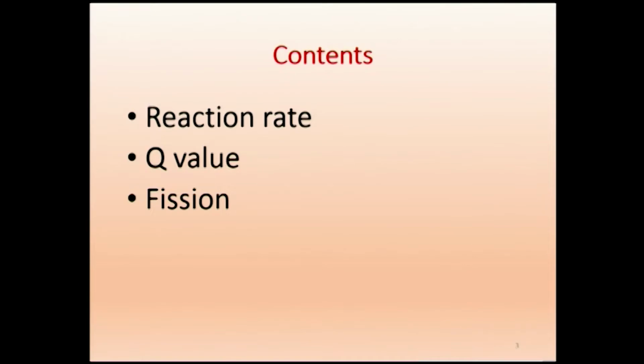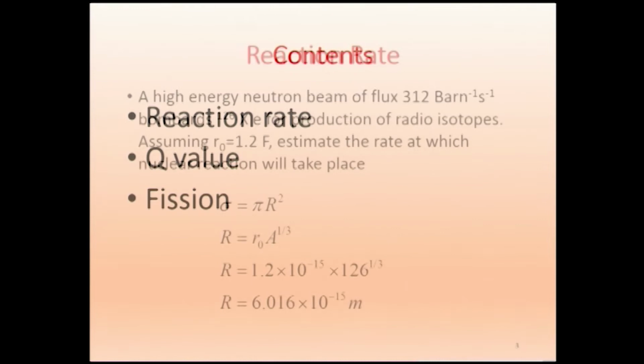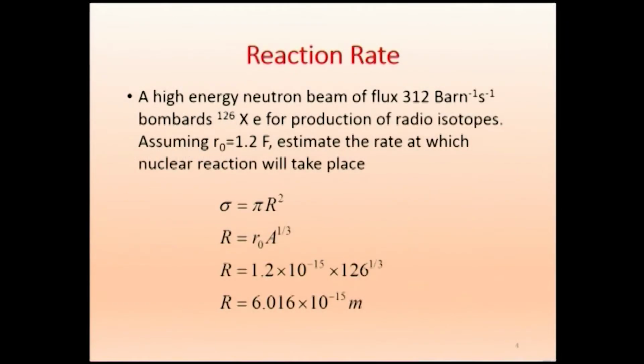We shall continue with nuclear and particle physics. Last class we discussed nuclear reactions. Now we will proceed to discuss nuclear reaction rate, what we mean by the Q value of a reaction, how to estimate it, and what the importance of the Q value is, and we will discuss types of fission. For the reaction rate, we will work out a problem to show how it is important.